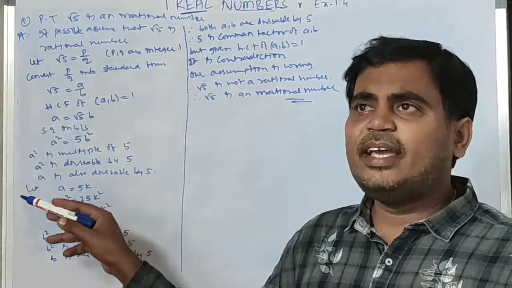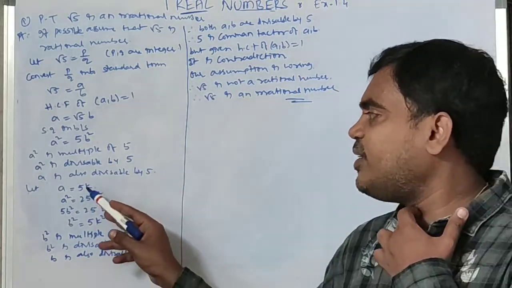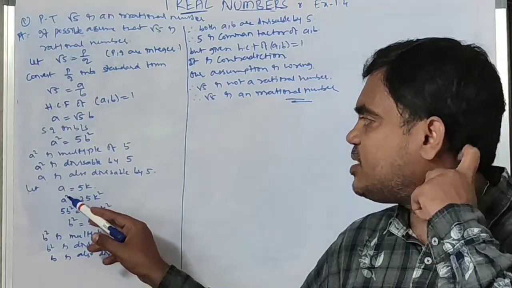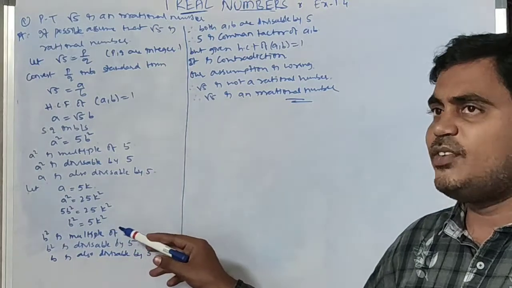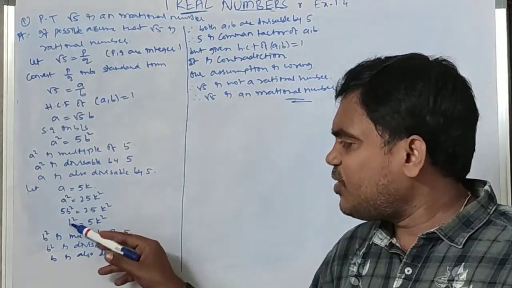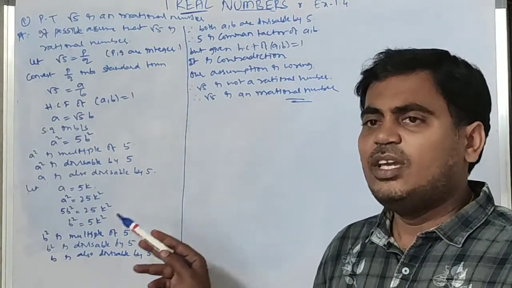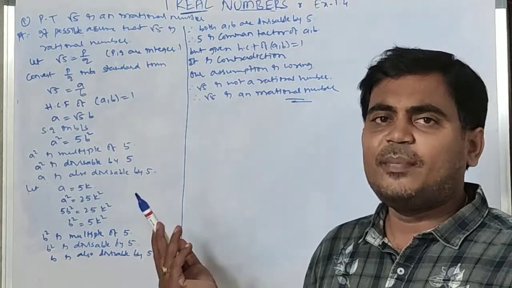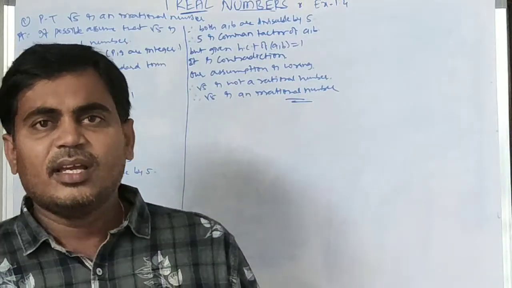So we can write a as a multiple of 5, 5 into some multiple k. So a equal to 5k. Squaring on both sides, a square equal to 25 k square. A square equal to 5 b square. Cancel with 5: b square equal to 5 k square. Next, b square is a multiple of 5. If b square is divisible by 5, by the same property, b is also divisible by 5.